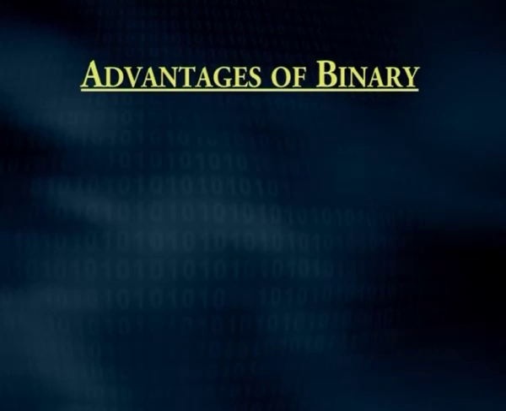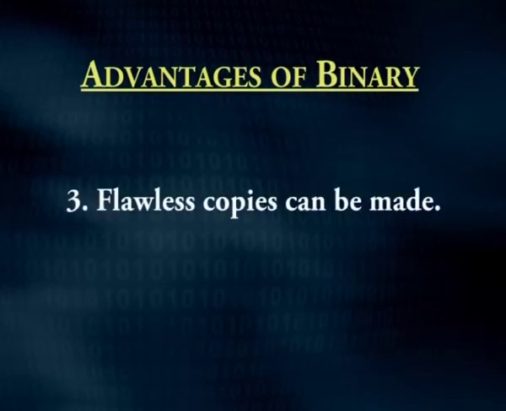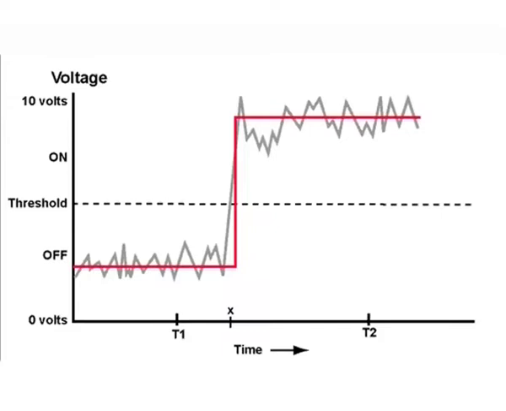Third advantage of binary is flawless copies can be made. The receiving end of the signal is only interested in the binary values. All it has to do is check if the signal is above or below the threshold. This can be done perfectly as long as the noise is not too great. For example, here is the noisy signal with off and on values recovered from it. The original signal has been recovered flawlessly. This process can occur as many times as needed with a perfect copy made each time.